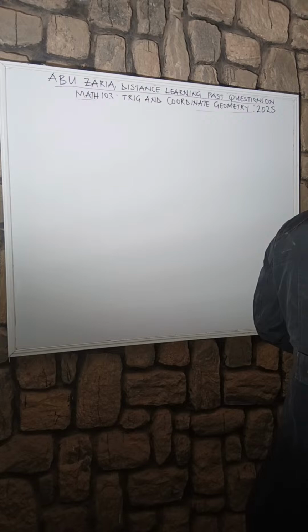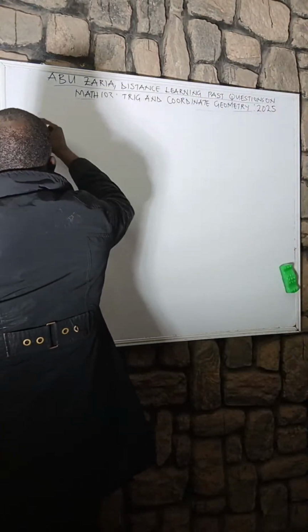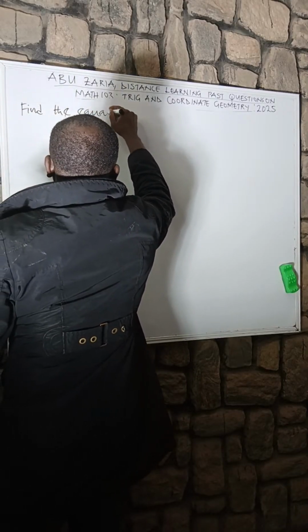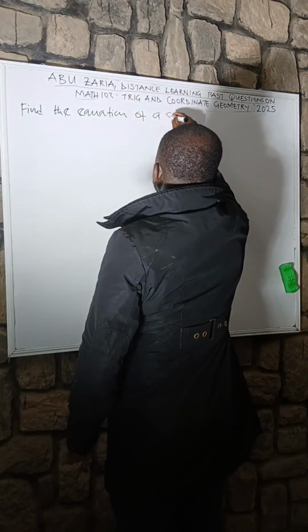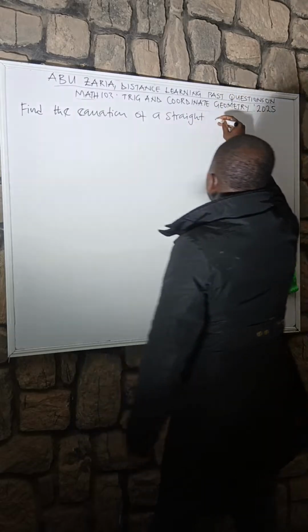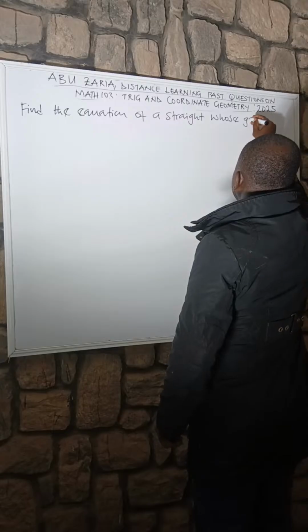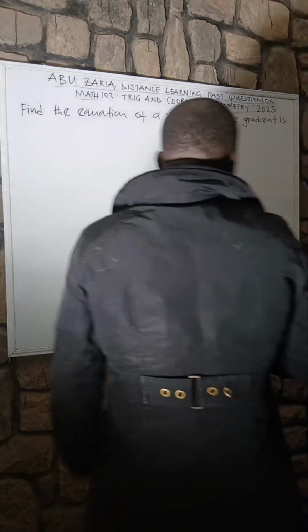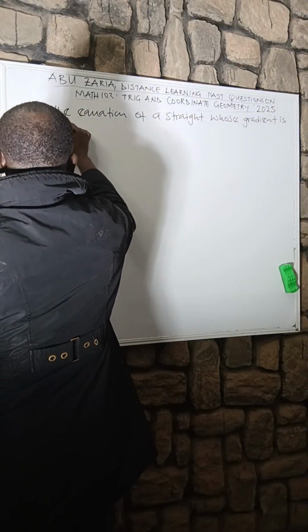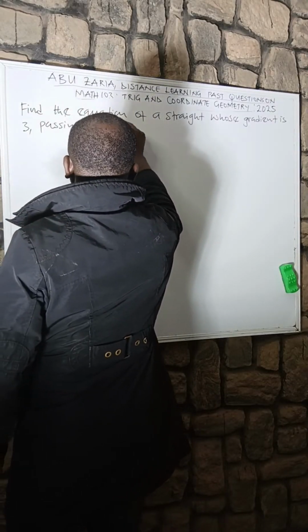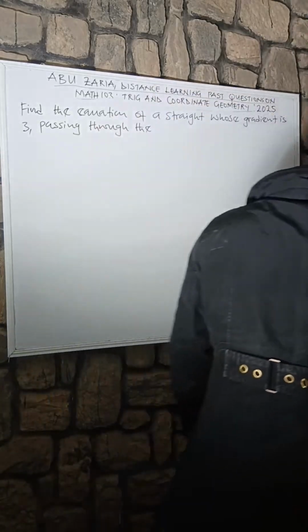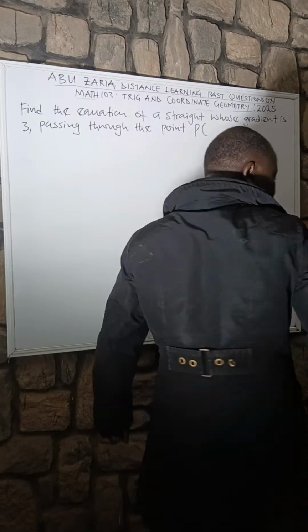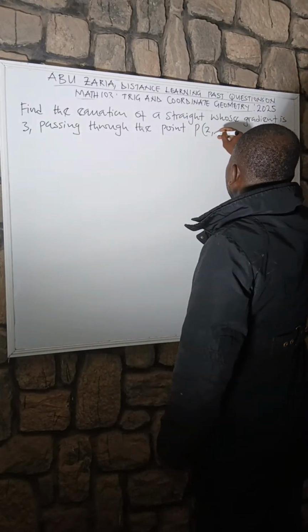Find the equation of a straight line whose gradient is 3, passing through the point P, open bracket, 2, 4, right?